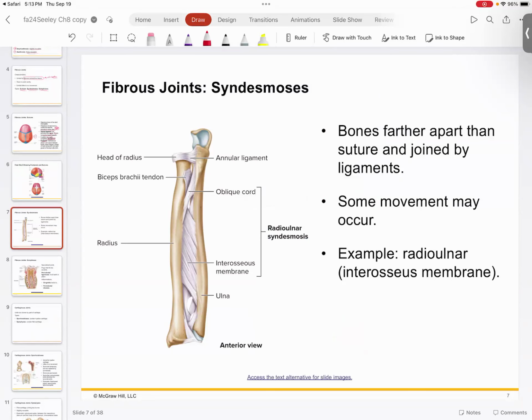Okay. So still working on fibrous joints. We're going to be taking a look now at the syndesmoses. So the syndesmoses basically are a situation where you have a ligament that joins two bones together in sort of a working whole, right? So two bones are bound together, working as a unit. The best example of this is the radius and the ulna.